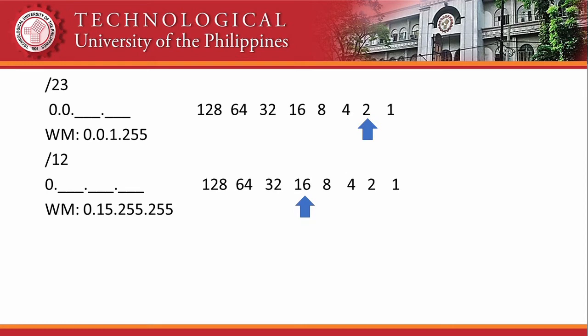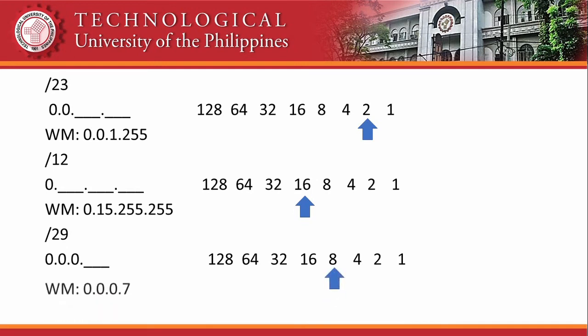0.15.255.255. So, for slash 29 naman, how many multiples of 8 we have? We have 3, no? So, may 3 0 na tayo. Tapos sa remainder, which is 5. So, the value of 5 will be 8 minus 1 is equals to 7. So, our wildcard mask would be 0.0.0.7.